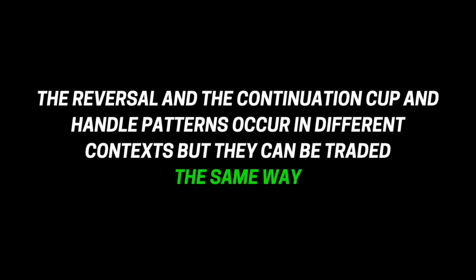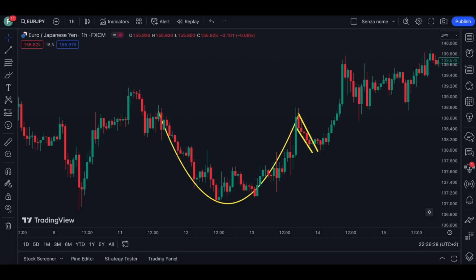The reversal and the continuation cup and handle patterns occur in different contexts, but they can be traded the same way. So let's now see how to trade the cup and handle pattern. You need to wait for a breakout of the handle. Once the price breaks the handle, the pattern is considered complete and the price is expected to rise. So you have to enter your trade once you see a candle close above the resistance of the handle.